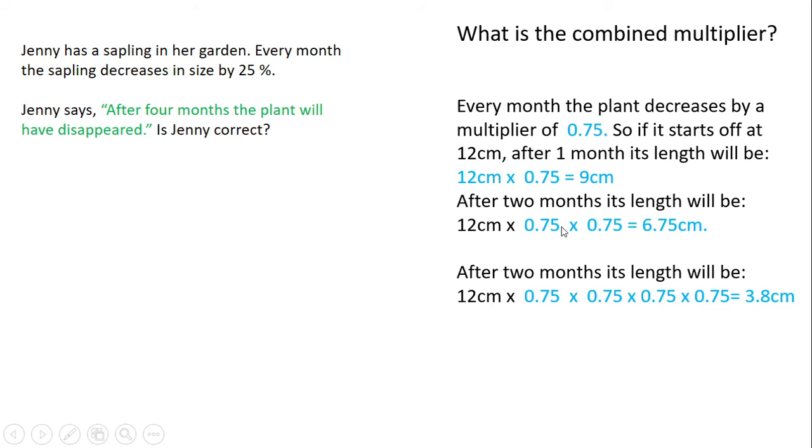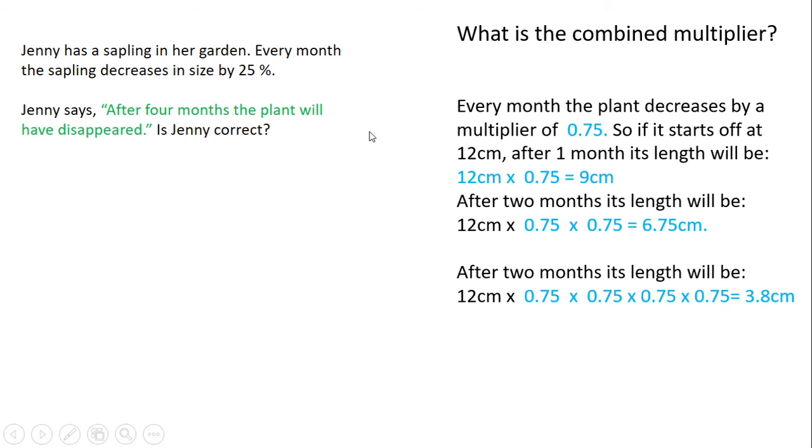And then the second month, it decreases by 25% again. Okay, so it's now 6.75 centimeters. This should say, sorry, after 4 months, that's a mistake. After 4 months, its length will be 12 times 0.75 times 0.75 again and again and again. And its new length is 3.8 centimeters.